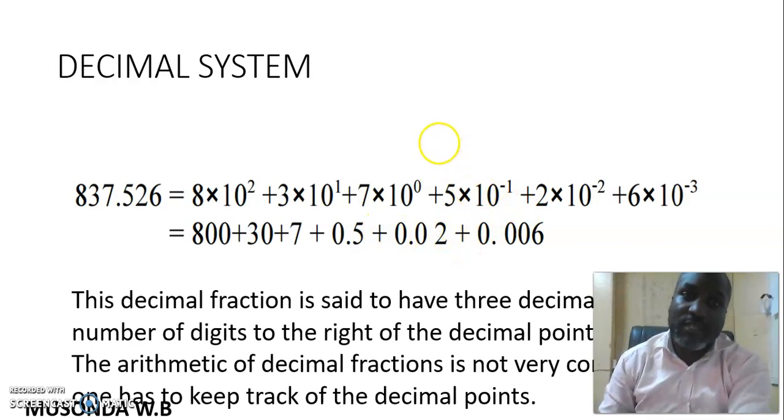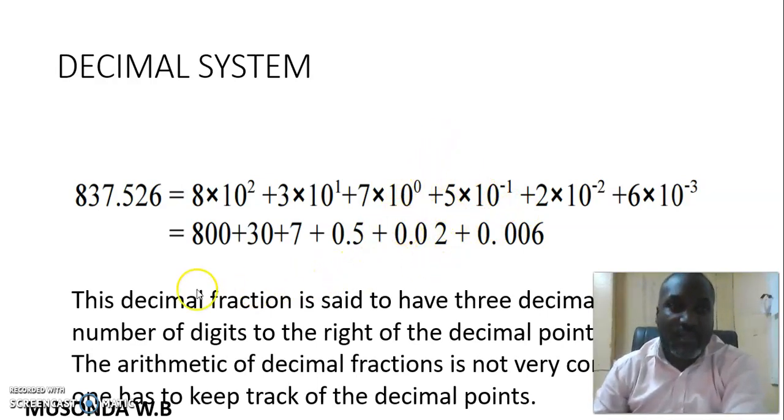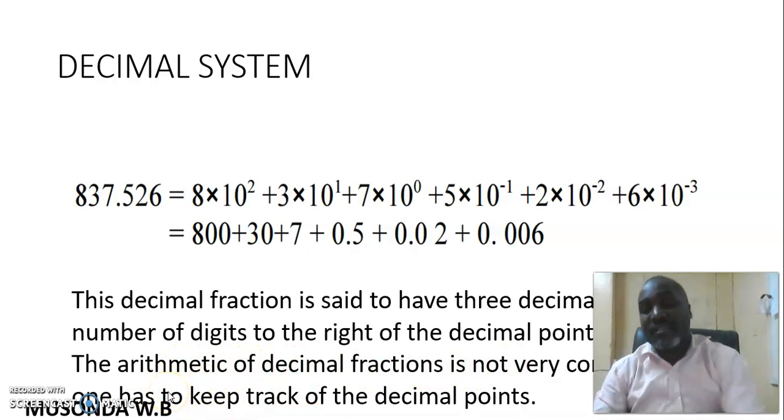This decimal fraction is said to have 3 decimal places, the number of digits to the right of the decimal point. The arithmetic of decimal fractions is not very complicated. One has to keep track of the decimal points.